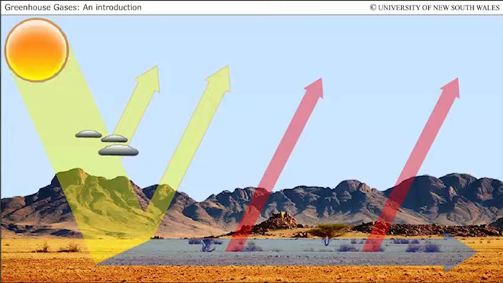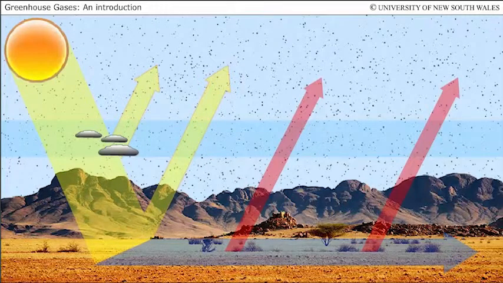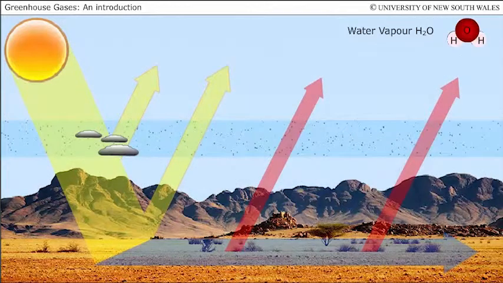But let's now add some greenhouse gases into the atmosphere. We will make this look like a shell on top of the rest of the atmosphere, but remember that this is just a cartoon representation. In reality, the greenhouse gases are mixed well throughout the atmosphere. In the Earth's atmosphere, the most important greenhouse gases are water vapor and carbon dioxide.